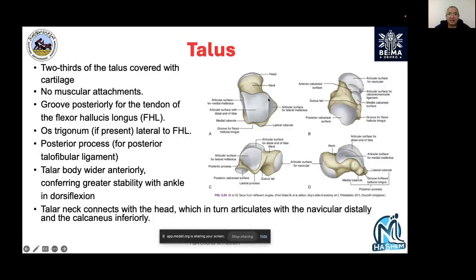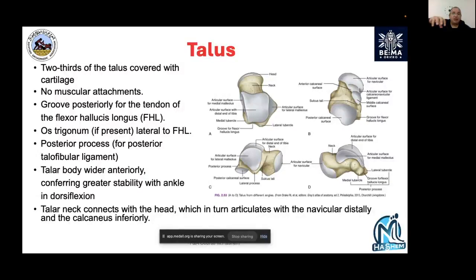Remember that it is covered in two thirds by cartilage. The head is completely covered, the body is completely covered, the lateral process is covered, and other than this, it's mainly a transmission bone. All the job the talus does is to change the movement of your tibia onto your foot. I'll explain this to you in detail. So the talus is basically a hinge.